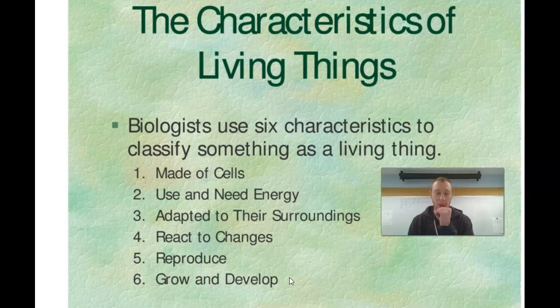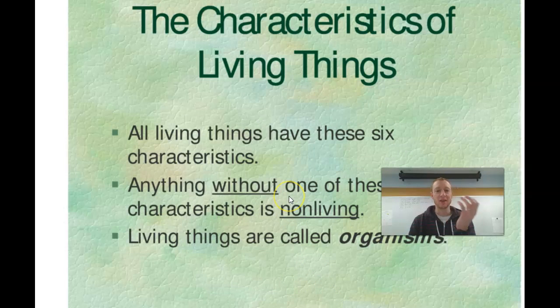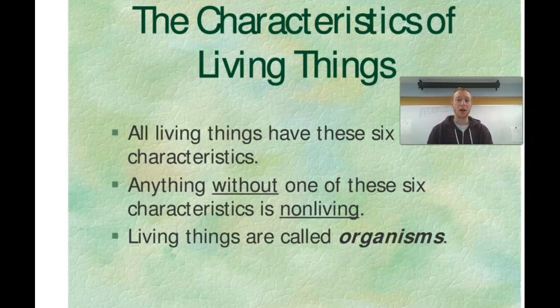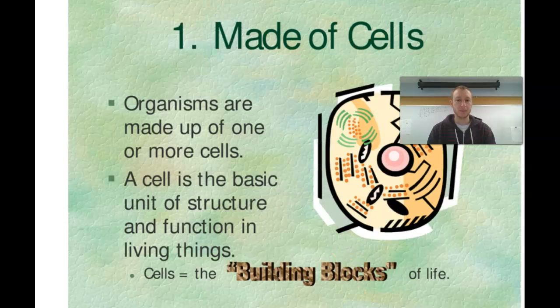So let's look a little more in depth at each of these. So all living things have these 6 characteristics. Like I said, if they're missing even one of these, it's non-living. And living things are called organisms. We're going to be using that word a lot from now on. So if it's a living thing, we're going to call it an organism.